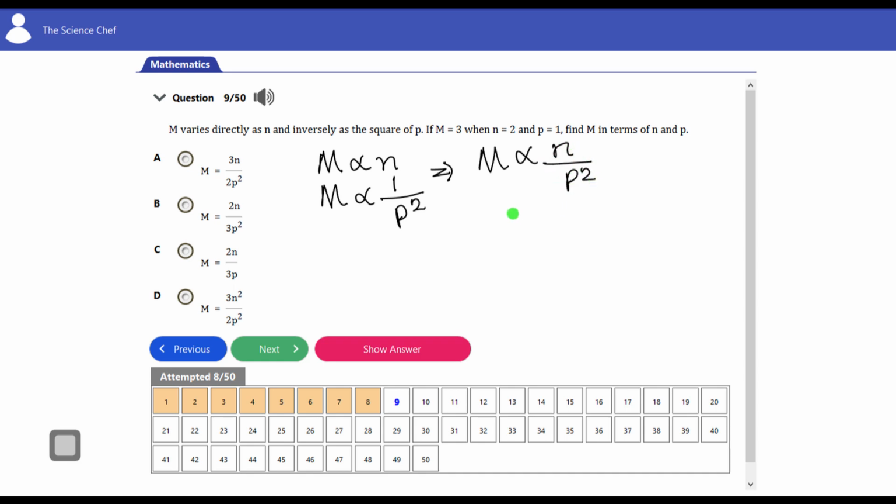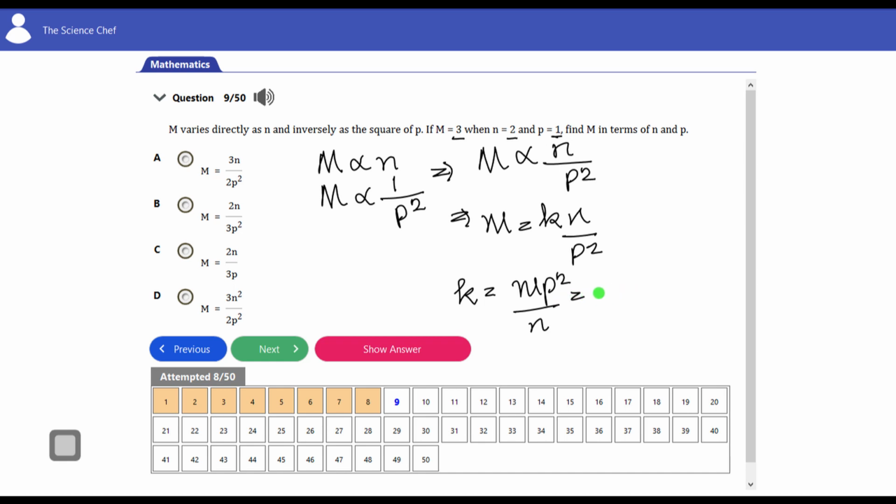P squared, right? So if we remove the sign of proportionality, this will give us M equals K into N over P squared. Fine. But we need to find the value of the constant of proportionality when M is 3, N is 2, and P is 1. So from here, if we make K the subject of the formula, this will be MP squared all over N.